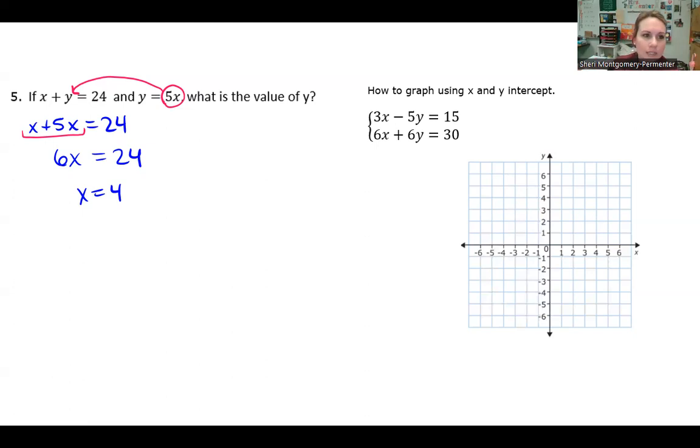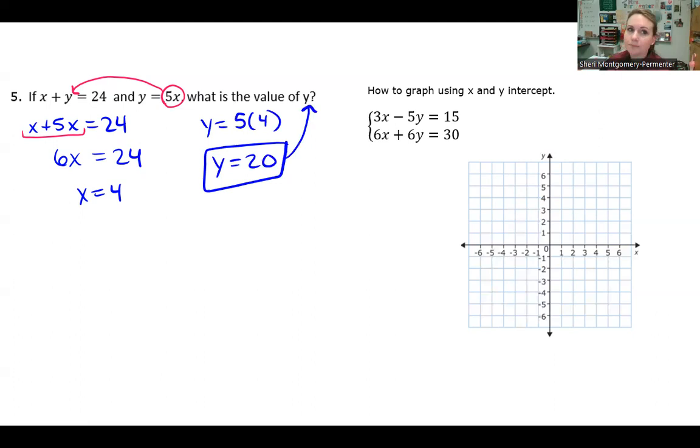Okay, fine. So it says y is equal to 5x. So it's 5 times what we just figured out. So 5 times 4 is what? 20. That is your answer because it says, what is the value of y?